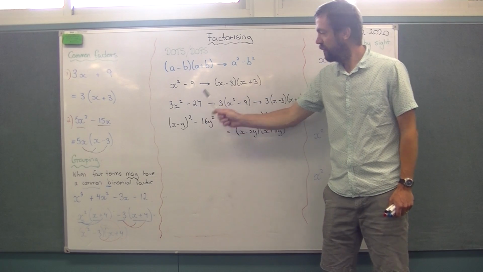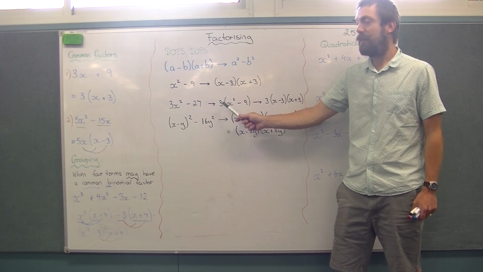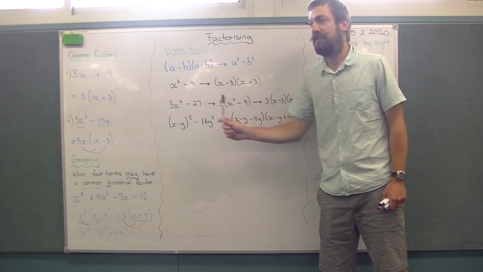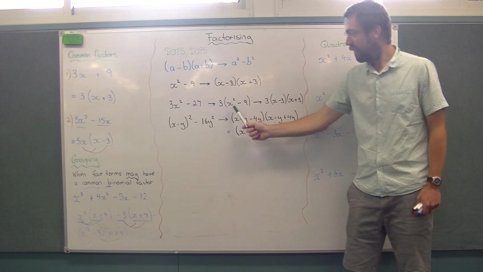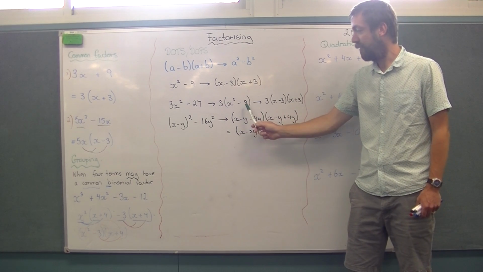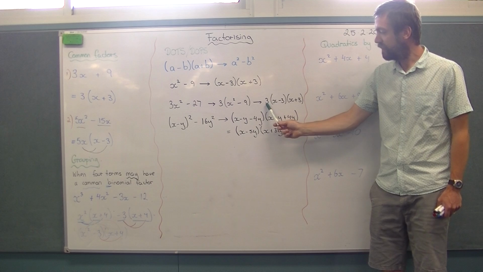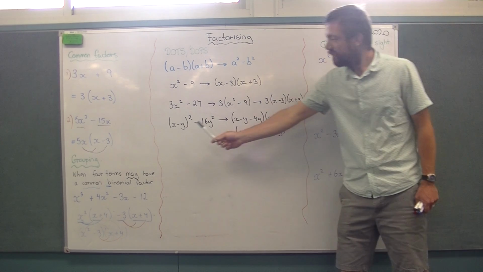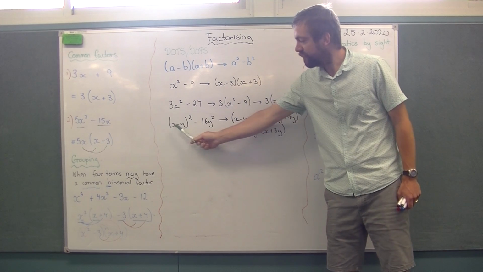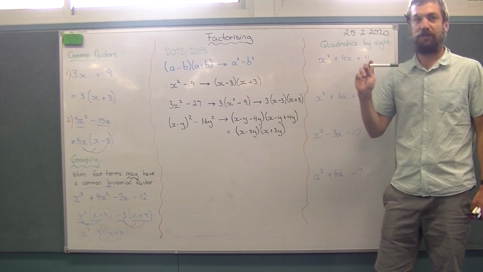Something like this. Notice that first of all I took a common factor out because 3 doesn't have a nice square root and neither does 27. But if I take a common factor out, x squared does have a nice square root and also 9. So it becomes 3 as a common factor and then a difference of perfect squares.